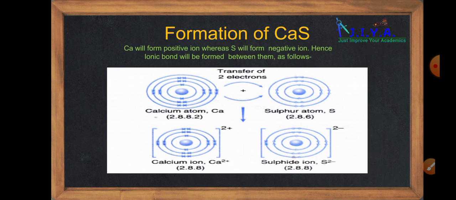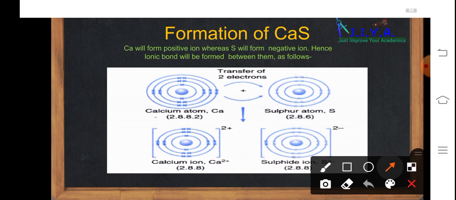Now let us see the formation of calcium sulphide. Here calcium is the metal, so calcium will donate its electrons, whereas sulfur is a non-metal, so sulfur, being electronegative, will accept the electrons. Let us first look at the electronic configuration of calcium. The electronic configuration of calcium is given as 2, 8, 8, 2. So calcium has two valence electrons in its outermost shell. It will lose these electrons and attain the nearest noble gas configuration of 8. Also sulfur, let us see the configuration of sulfur.